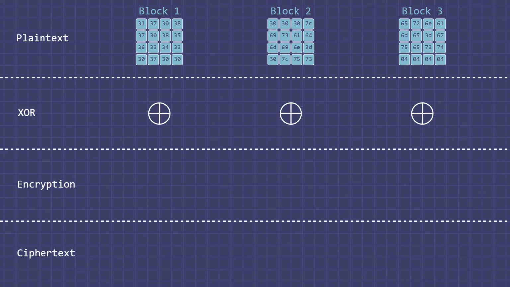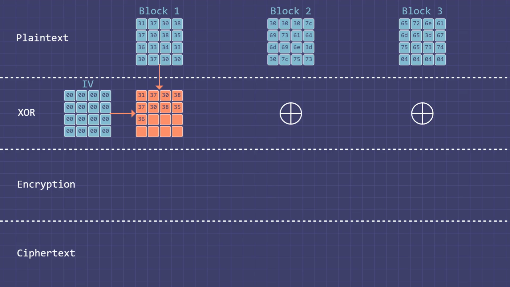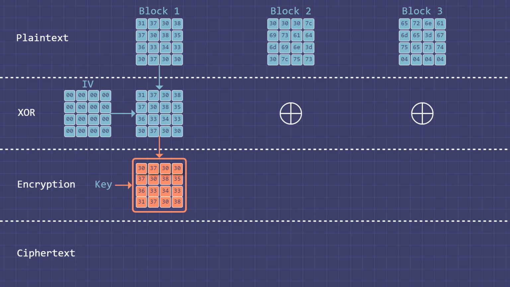These blocks are then encrypted sequentially. So we start with the first block. Each block is first XORed with the previous ciphertext block. But for the first one, we don't have a previous ciphertext block. So we need an initialization vector, IV. In this case, for simplicity, we choose one that is all zeros. Then the first block is XORed with the initialization vector, and the result of that is encrypted with the key. The result of the encryption is the first block of the ciphertext.